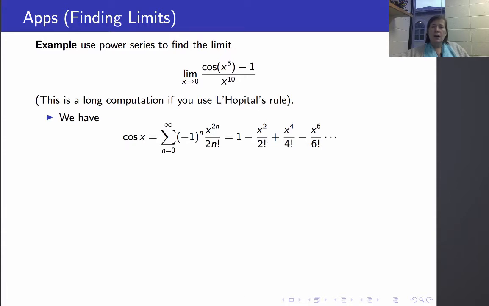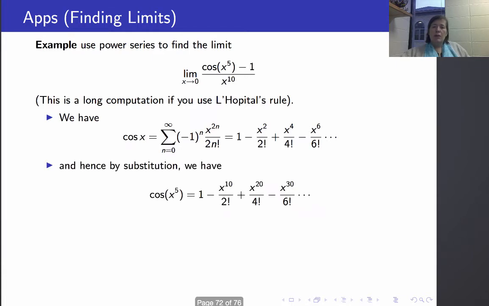So if cosine x is the sum from 0 to infinity of (-1)^n x^(2n) over (2n) factorial, then we see that if we substitute x to the 5 for x, we get cosine x to the 5 is 1 minus x to the 10 over 2 factorial plus x to the 20 over 4 factorial, etc., plus (-1)^n x^(10n) over (2n) factorial.